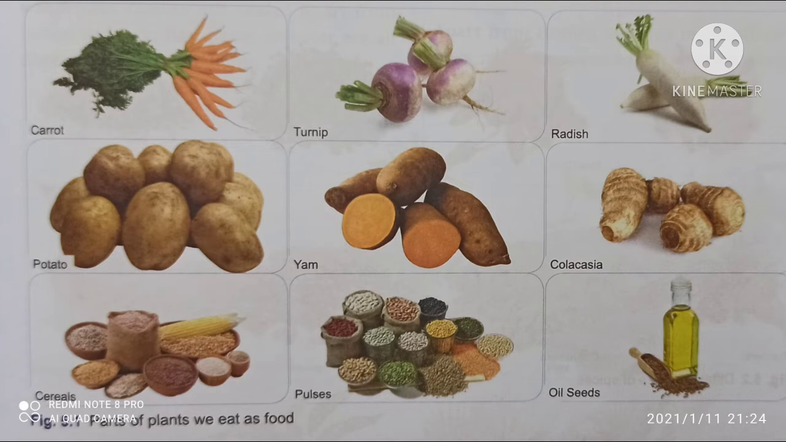We eat fruits of many plants. In some plants we eat flower, for example cauliflower and banana flower. We eat seeds as food, for example almond and cashew.